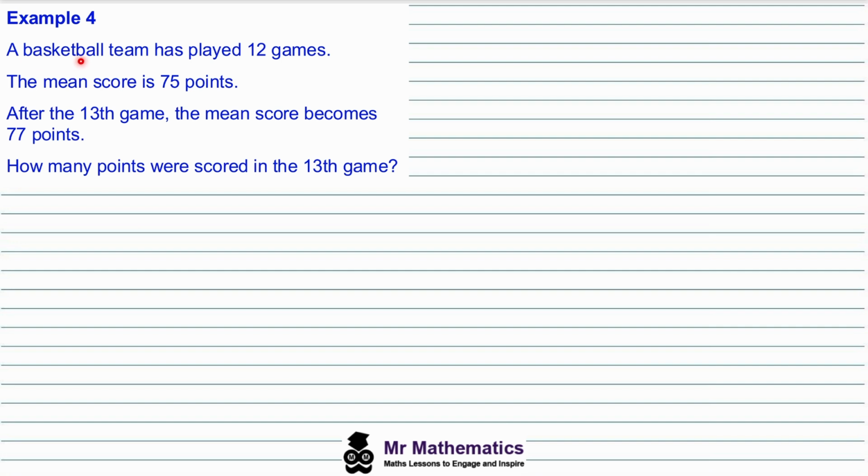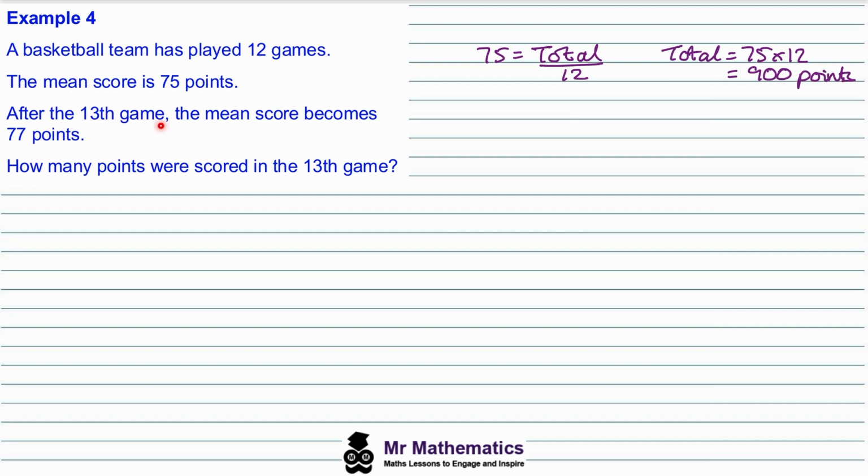So we're told that a basketball team has played 12 games and the mean score is 75. So 75 will equal the total divided by the 12 games. So the total of the 12 games will be 75 multiplied by 12, which gives us 900 points.